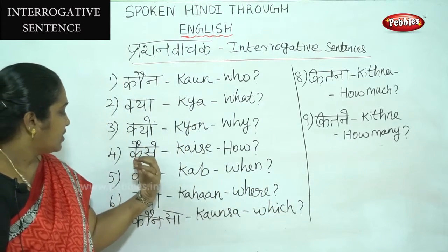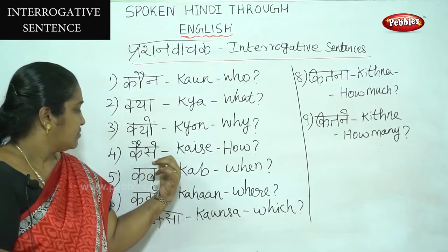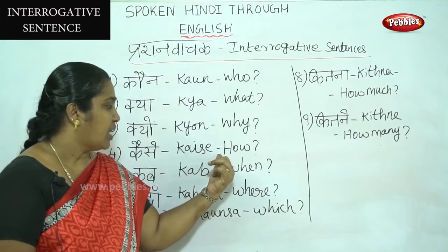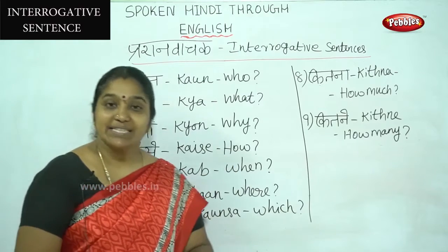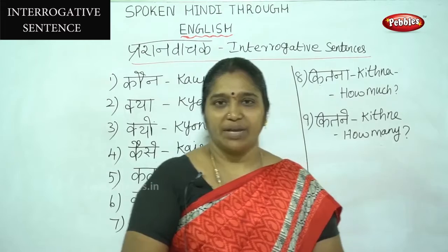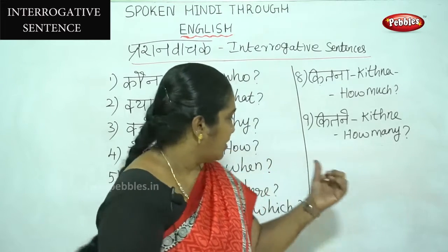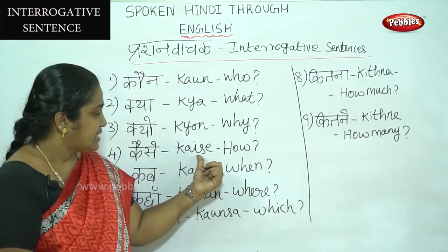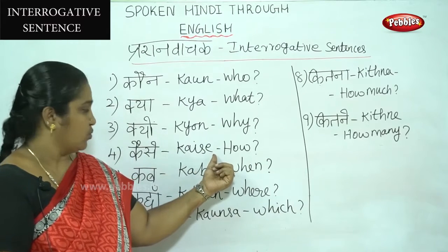Then the fourth one is kaise. Pronunciation is kaise. The meaning is how. Aap kaise hain? How are you? This is the meaning. Kaise, pronunciation is kaise. The meaning is how.